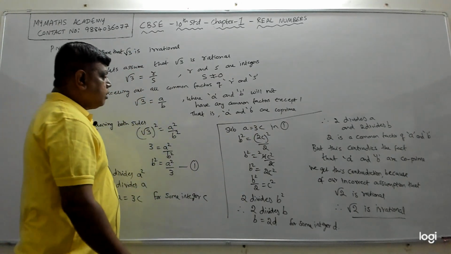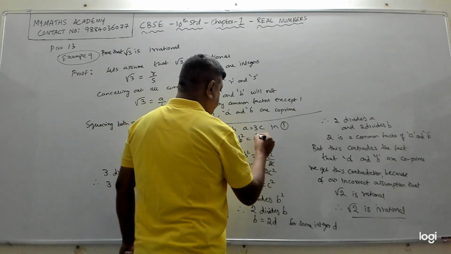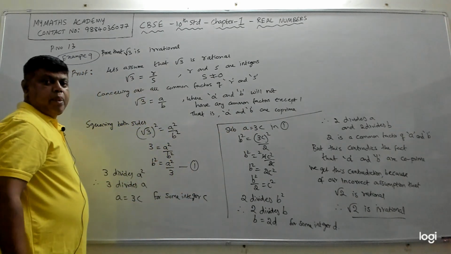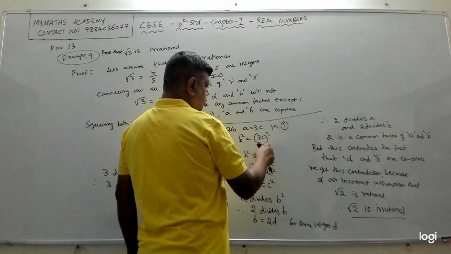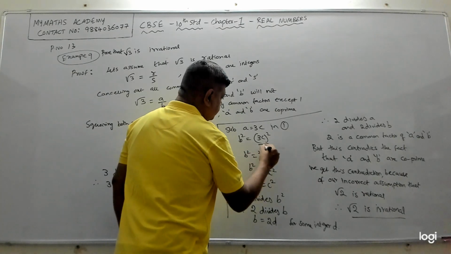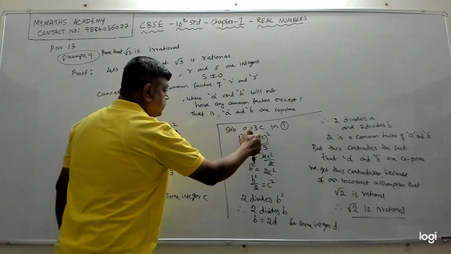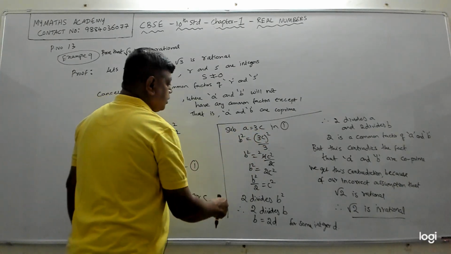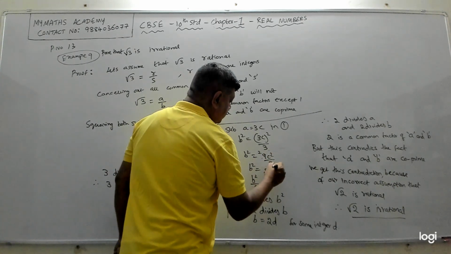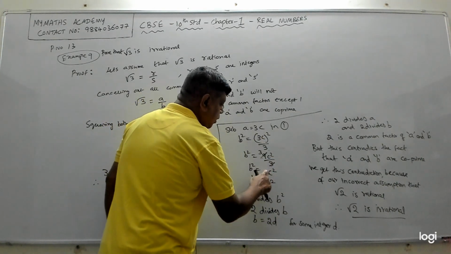Then what do we get? b square is equal to, I am going to substitute a as 3c in this. Now b square is equal to 3c the whole square by 3. In the place of a, I am putting 3c. It will become 3c the whole square by 3. Now 3 square is 9c square by 3. Now if I cancel 9 and 3, I will get 3c square.